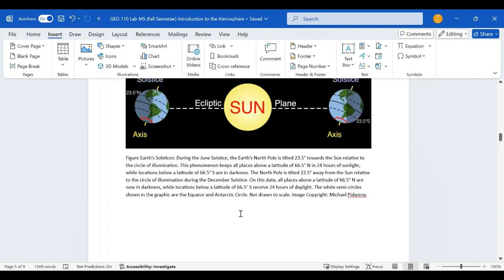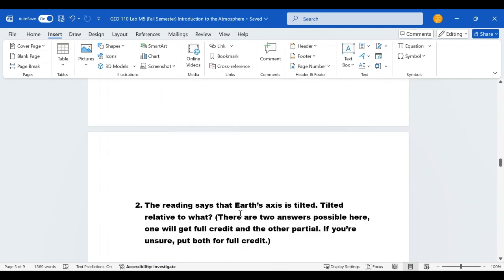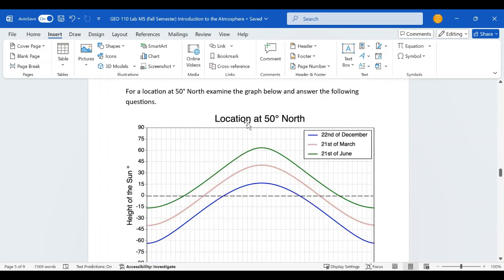Okay, so let's go back and look at this diagram over here. This is for a location 50 degrees north. That's a little bit further north than we are. We're at about 44 degrees north. And let's take a look at the 21st of June. So that's this green line in here.